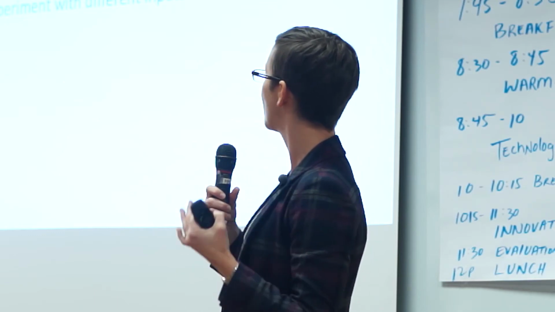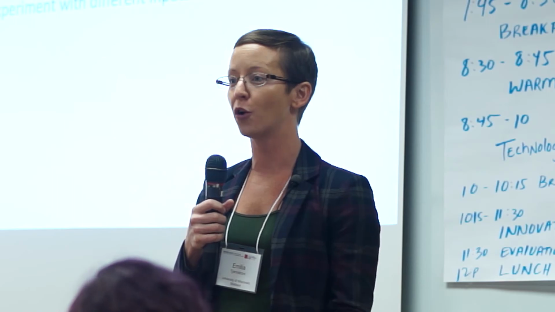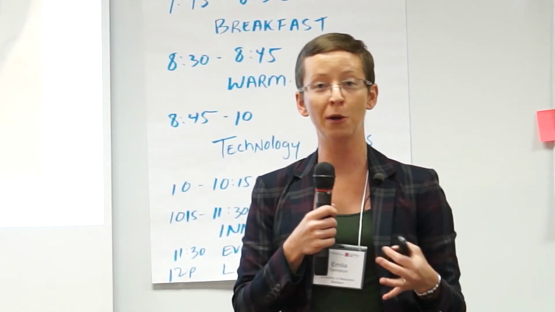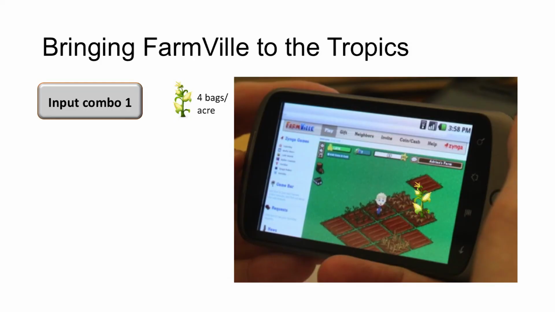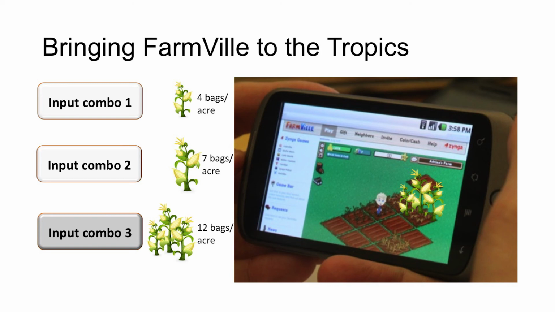Then we're going to let farmers experiment with different inputs on a virtual field that sort of corresponds to their own field, right? So in a crop model, that's picking some parameters, right? And then the model simulates some yields or the returns to those inputs. But we want to try to do that in a way that is a little more accessible to farmers. And this is just a mock-up that I did in PowerPoint, but something along these lines, an Android game that simulates yields for farmers and gives them a sense of how different inputs affect their returns, okay?